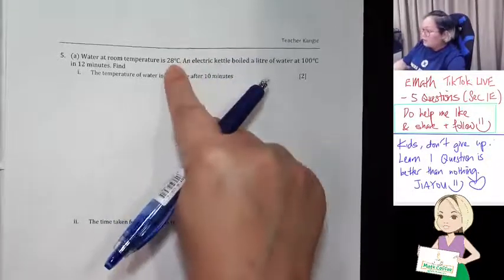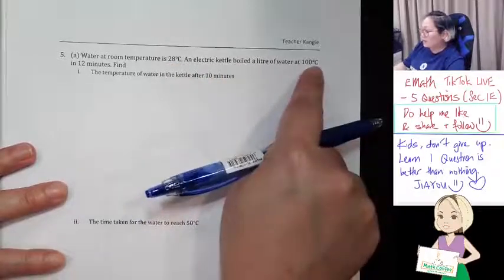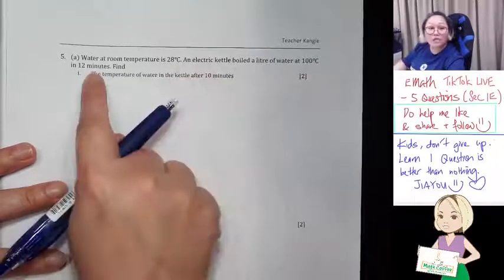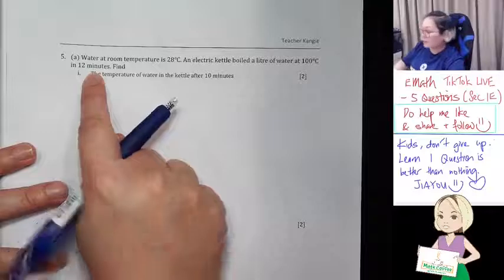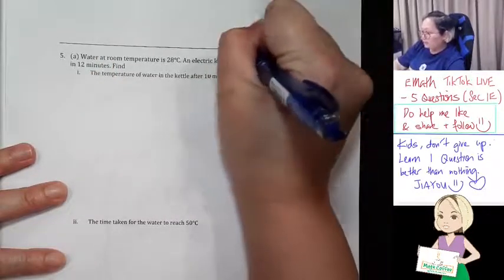Okay, so 28 degrees Celsius room temperature. They say that it boils at 100 degrees Celsius in 12 minutes. Okay, this is what we call the rate.